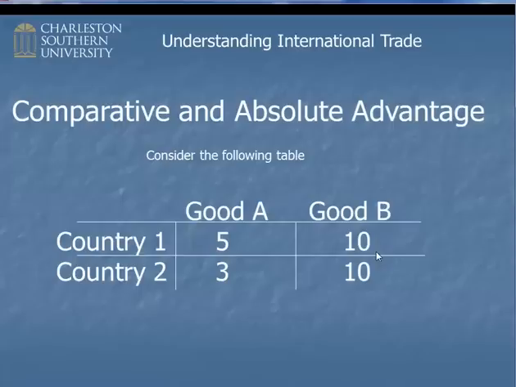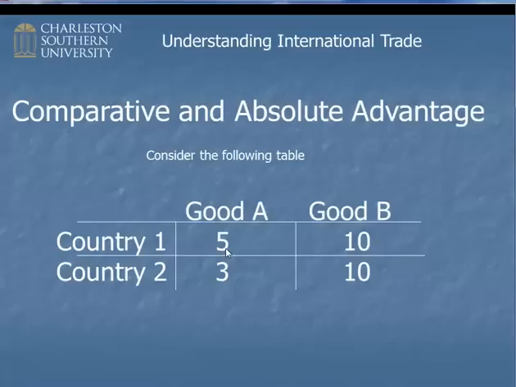So country 2 has a comparative advantage in good B because its opportunity cost is lower, and country 1 has a comparative advantage in good A because its opportunity cost is lower in good A. So let's look at it that way. In terms of good A, imagine you were in country 1 and you wanted an extra unit of good A.